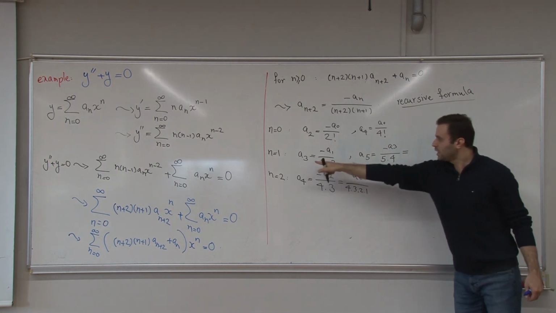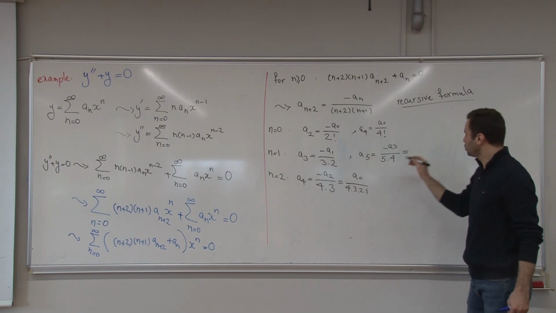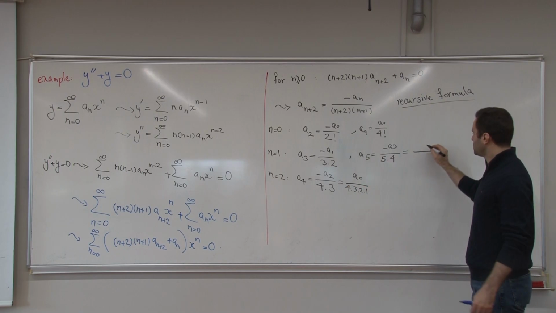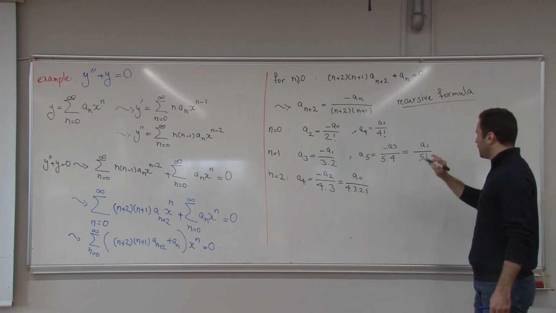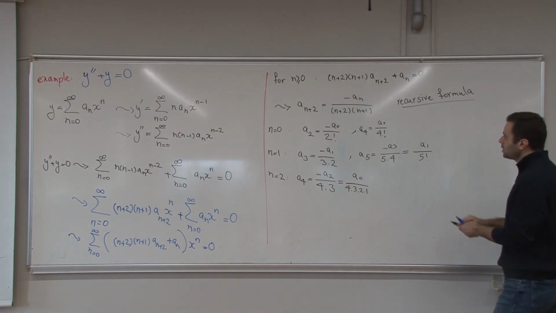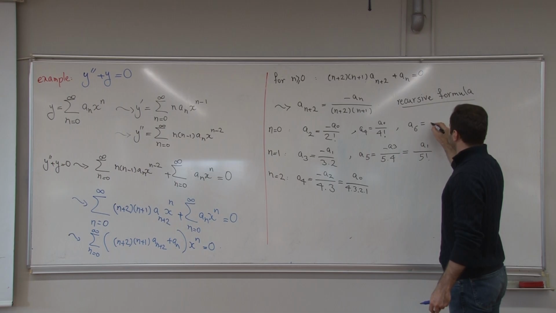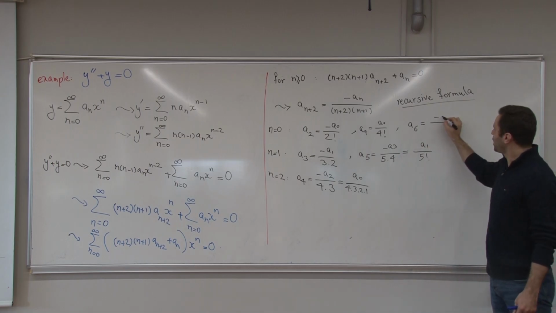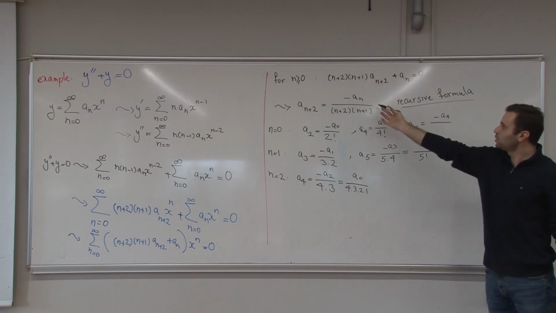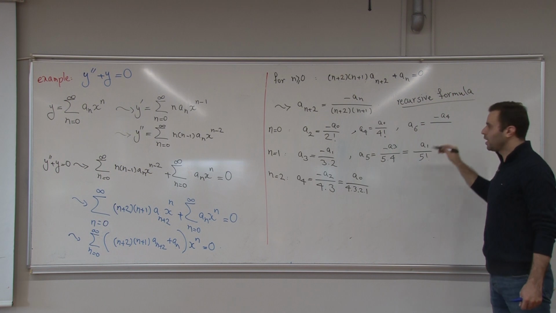Yes. What is my a3? It is minus a1 divided by 3 times 2. So it is going to be, with minus cancelling, a1 divided by 5 factorial. Let's go one more. What is our a6 equal to? As we know, it must be equal to minus a4 divided by what? 6 times 5.